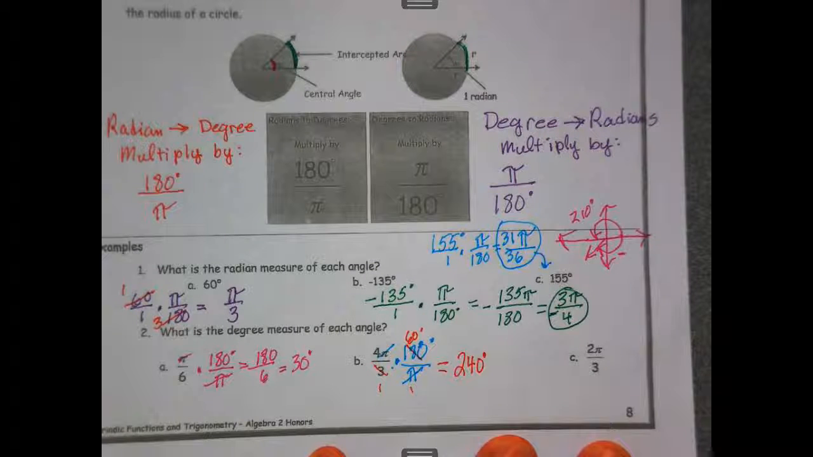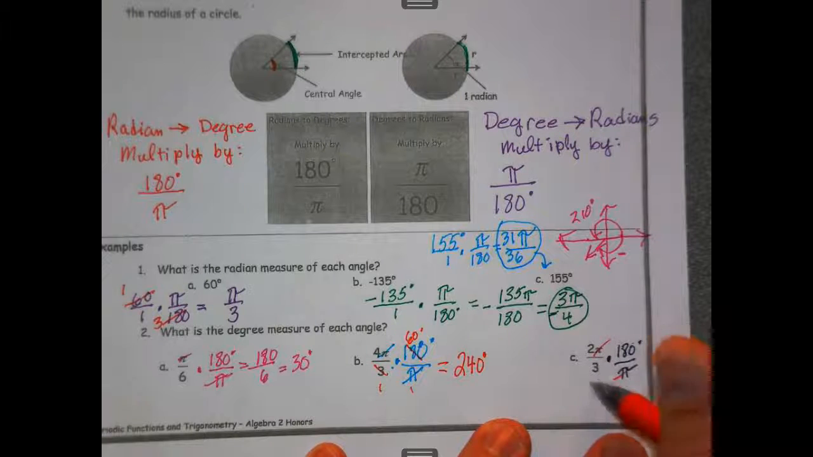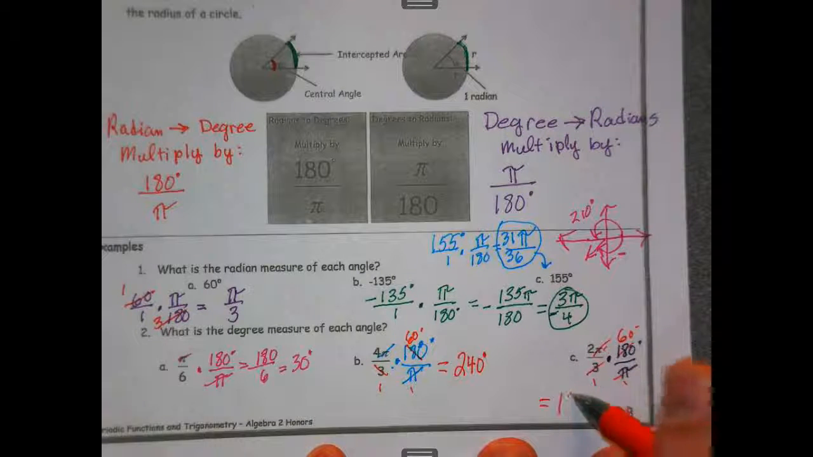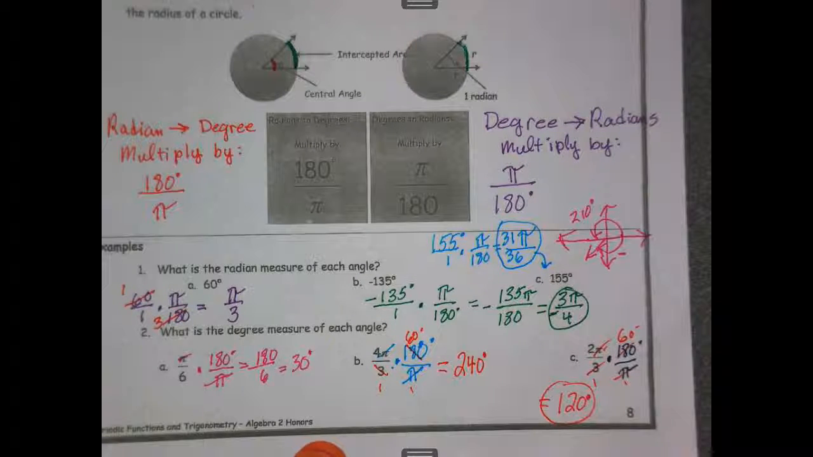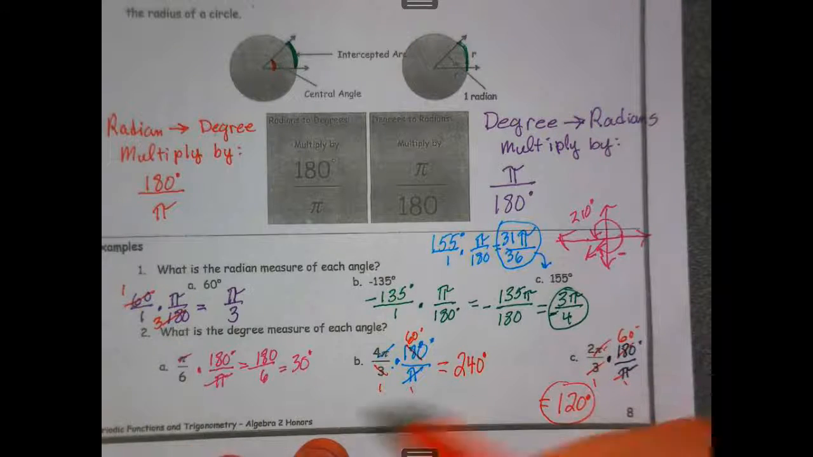And C, I'm going to multiply it by 180 over pi. Pi's cancel. 3 goes in 180, 60. So 2 times 60 degrees is 120 degrees. Yeah, I'm multiplying straight across. Oh yeah, that's how you do that.